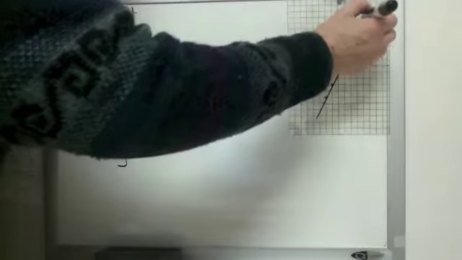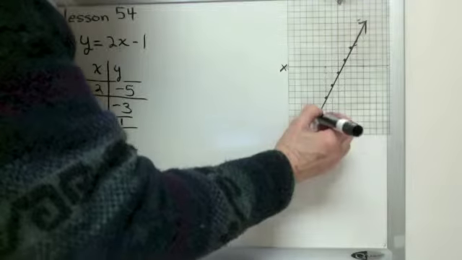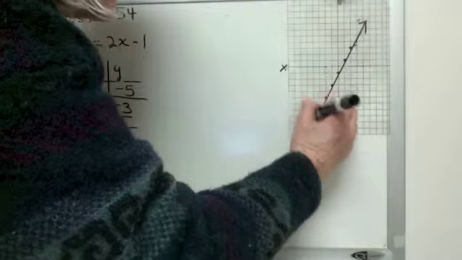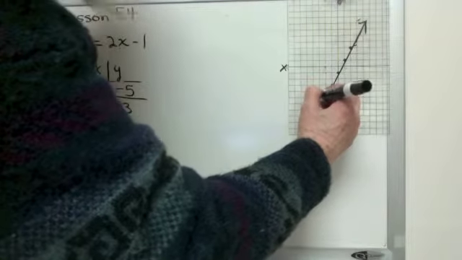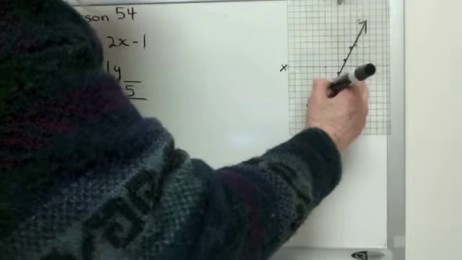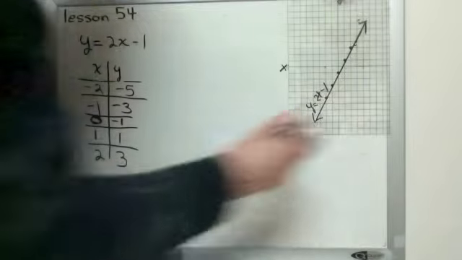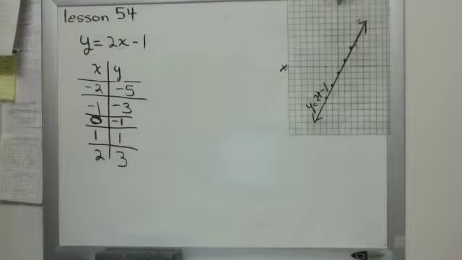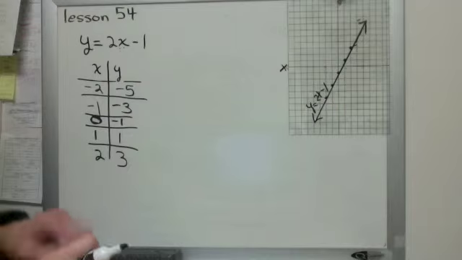And it's good practice to write the equation y equals 2x minus 1. Did I say x minus 2? 2x minus 1 on the line. And there's a graph of that line. And if you put the equation on the line, you can use the same graph to graph more than one equation. So I'm going to try another one now.